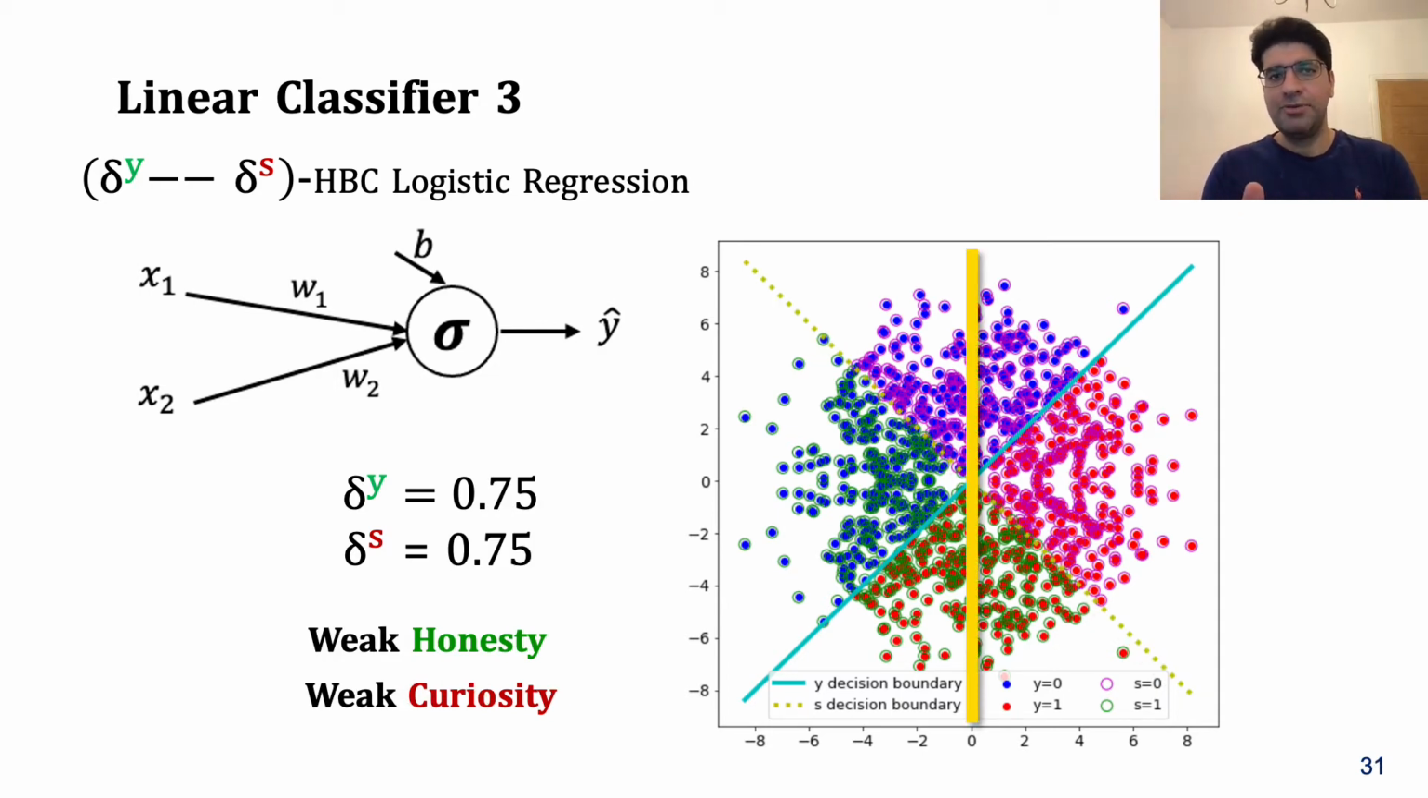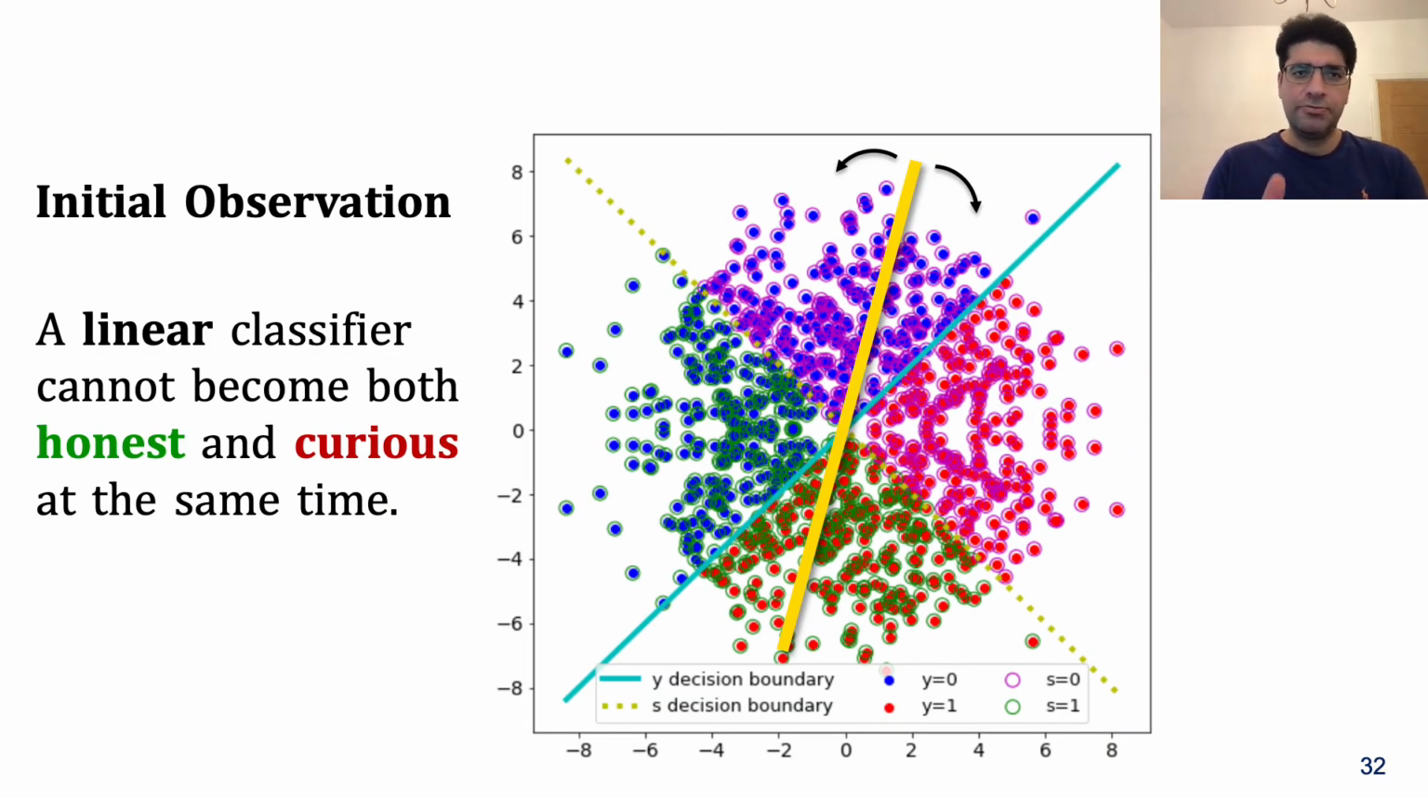Or we can have this linear classifier that gives us 75% accuracy for label Y and S at the same time. Weak honesty and weak curiosity. So the conclusion of this example is that for two uncorrelated attributes, a linear classifier cannot become perfectly honest and curious at the same time.